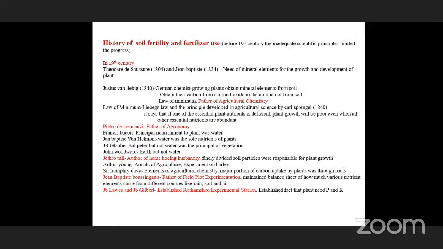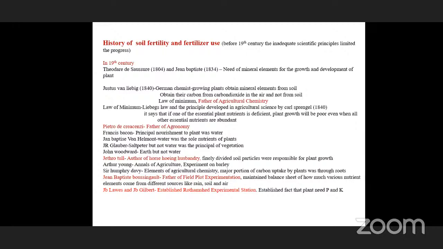Next, history of soil fertility and fertilizer use. Before the 19th century, there were very limited principles and scientific evidences, so the progress was very less. In the 19th century, Theodore de Saussure and Jean Baptiste came and started making improvements in this history. Some said mineral nutrients are obtained from the soil, and some said carbon dioxide is obtained from air and soil. Like that, now we are going to discuss who said what.